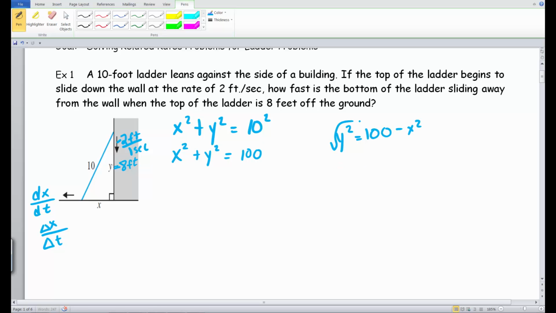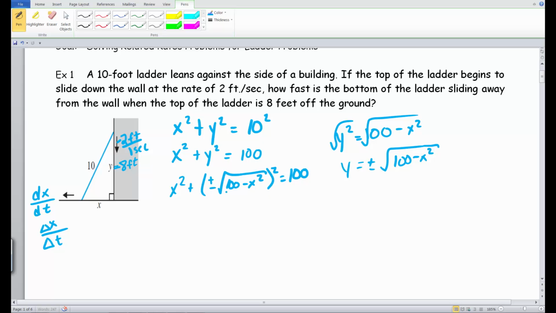Then if you take the square root of both sides, you end up with y equals plus or minus the square root of 100 minus x squared. And if you substitute that back in for y, we end up with x squared plus, it doesn't really matter with the plus or minus, because when you square it, it's going to be positive anyway. If you already know what's going to happen, please bear with me. I'm just showing the y.